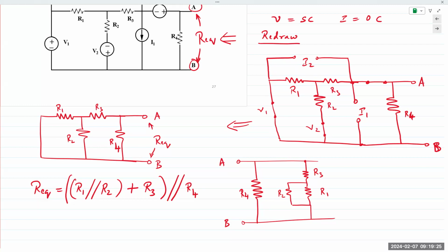Remember this technique, right? So here we can see quite clearly R1 is parallel with R2, which would then be in series with R3. And this entire branch is in parallel with R4 between A and B. And so RTH, Thevenin resistance for this circuit, is given by this equation. Again, there are no values here, but the point is that if the circuit is reducible, then you apply series parallel analysis and reduce it down to one single resistance. And that is your Thevenin resistance for that circuit.